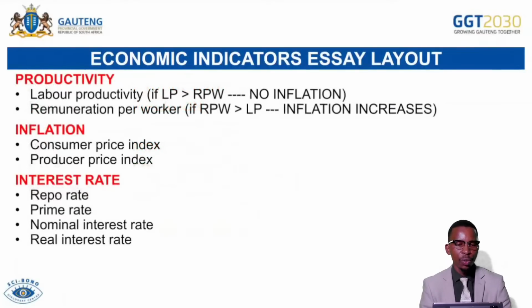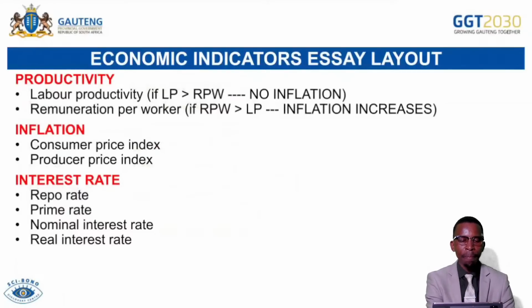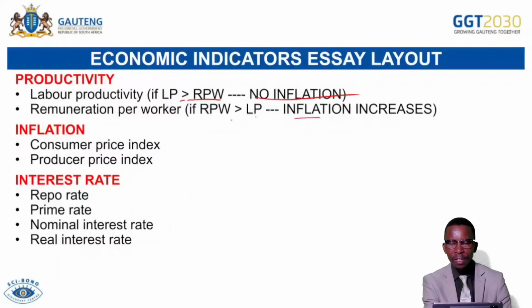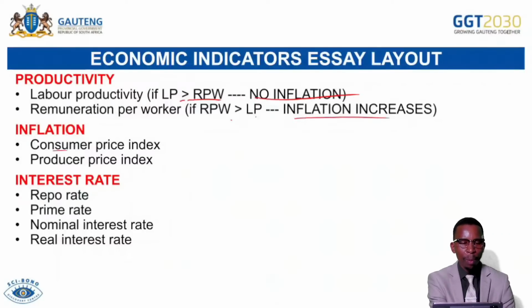And then we continue. So in summary, if labor productivity is more than remuneration per worker, there will be no inflation. If remuneration per worker is more than labor productivity, inflation will increase. Inflation indicators are the consumer price index and the producer price index.